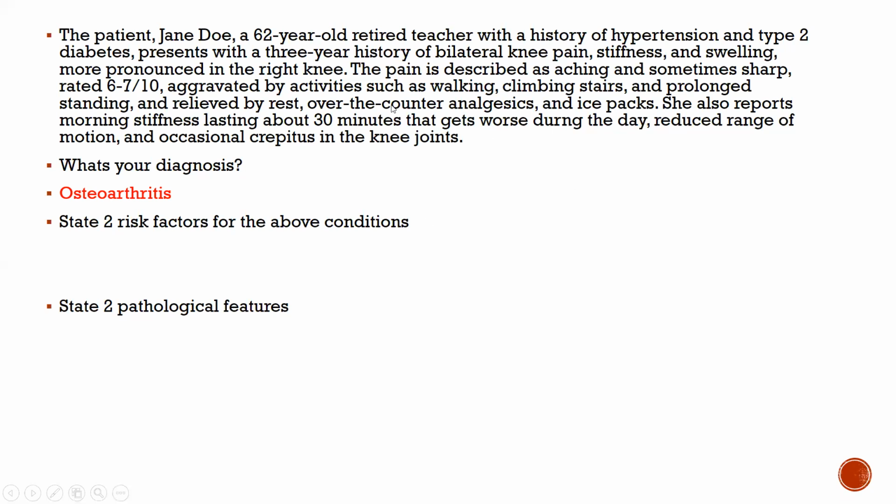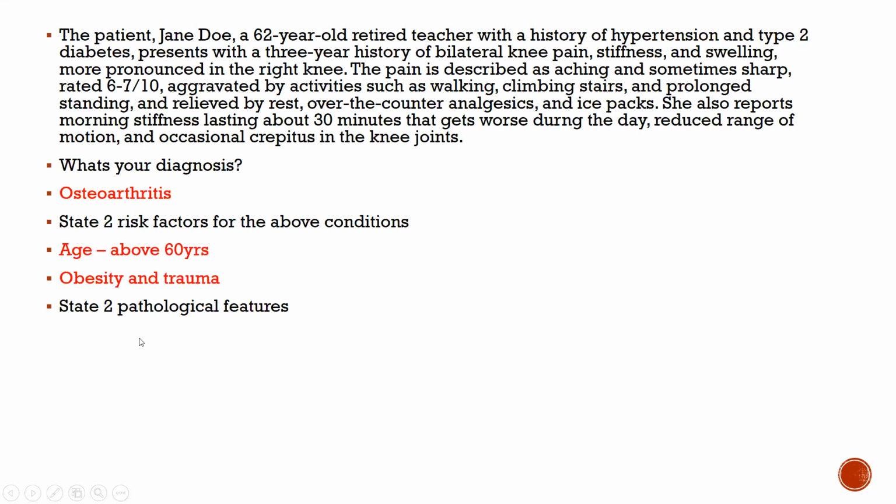wear and tear disease. Two risk factors for the above condition, which is osteoarthritis: we would have age as one of the biggest risk factors. Okay, so the patient has to be around 60 years of age, and then obesity also comes to play a role here.